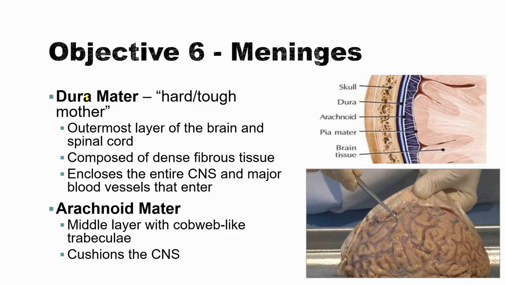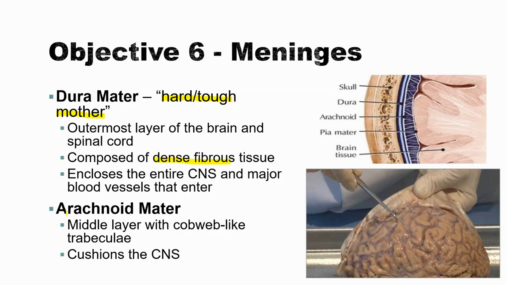We're going to start with the dura mater, which is on the outside, and this literally means hard or tough mother. This is actually a very fibrous, dense type of tissue, almost papery-like. If you've done the brain dissection, it is definitely a tougher material. It is the outermost layer of the brain and the spinal cord. It encloses the entire central nervous system as well as the blood vessels that enter.